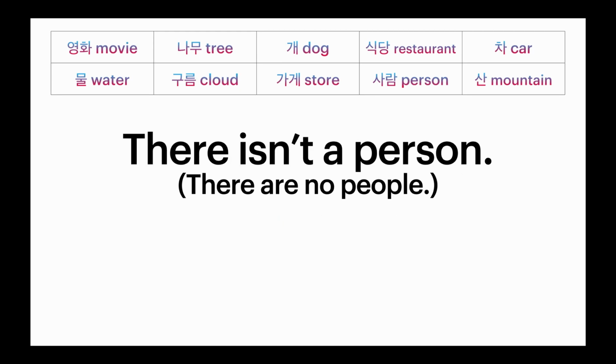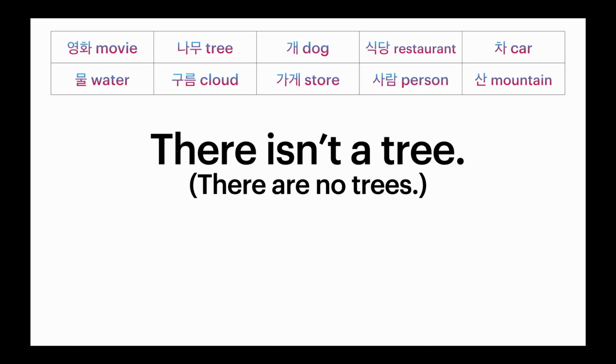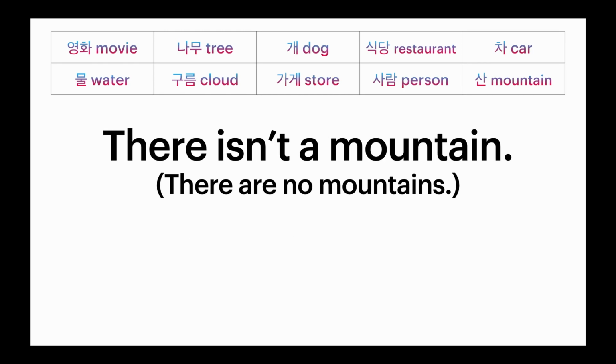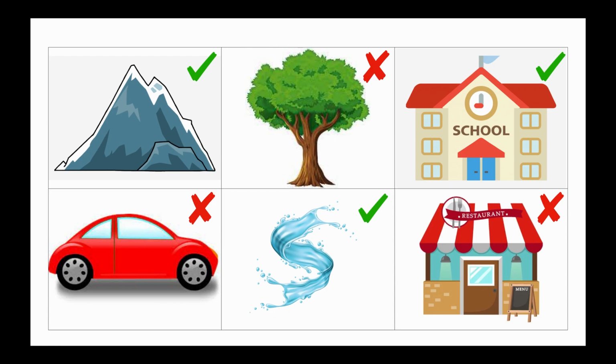There isn't a person. There are no people. 사람이 없어요. There isn't a tree. There are no trees. 나무가 없어요. There isn't a mountain. There are no mountains. 산이 없어요.